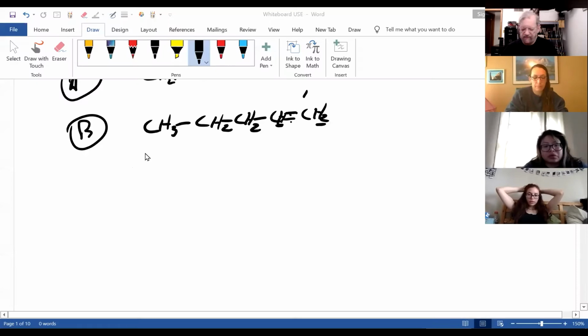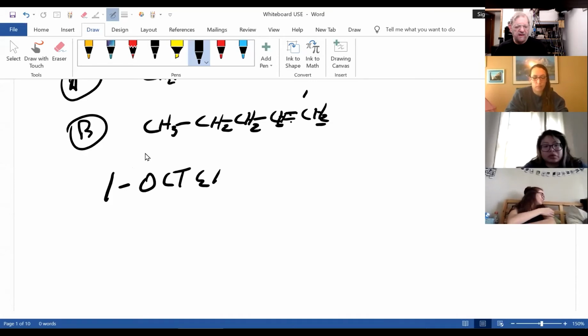All right, let's do one. Let's have you do one. Why don't you draw, and this would be, say, part B if you saw it on a test, draw the structure for 1-octene.